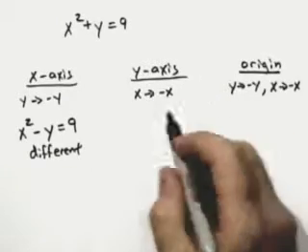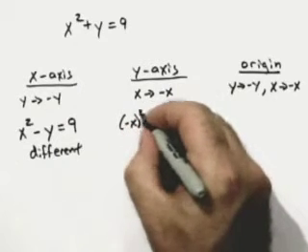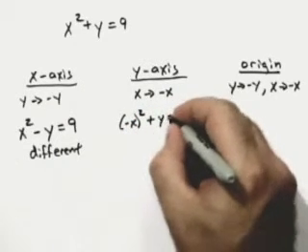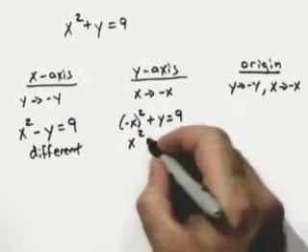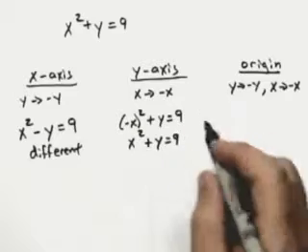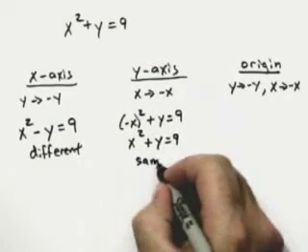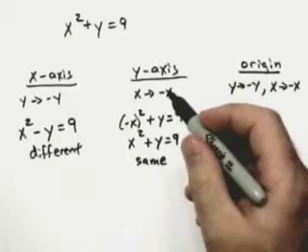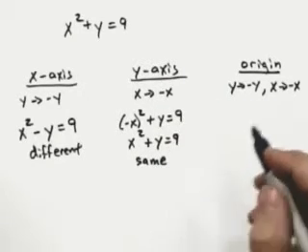For y-axis symmetry, we're going to change x to negative x. So we'll have negative x quantity squared plus y is equal to 9. That gives us x squared plus y equals 9. If we compare this equation to our original equation, we see that those are the same. And so the graph of this equation does have y-axis symmetry.